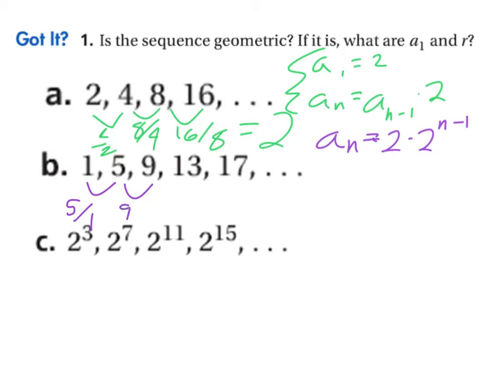Looking at the second one, 5 divided by 1, 9 divided by 5, those are not the same. So it is not a geometric sequence. And again, once I find two ratios that are different, I do not need to continue.